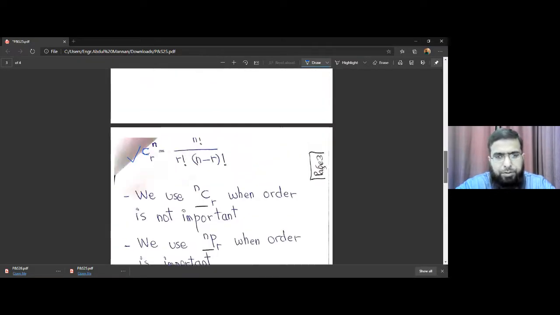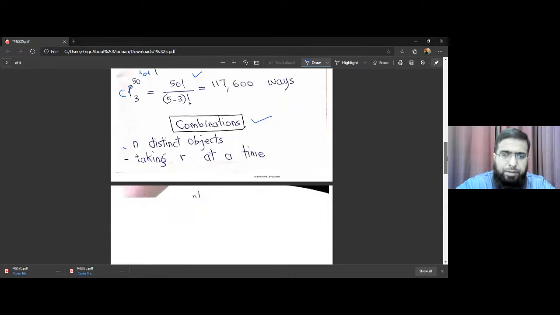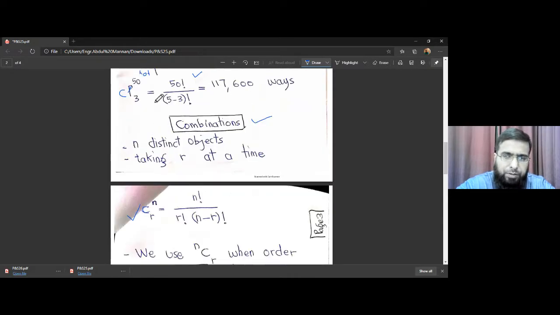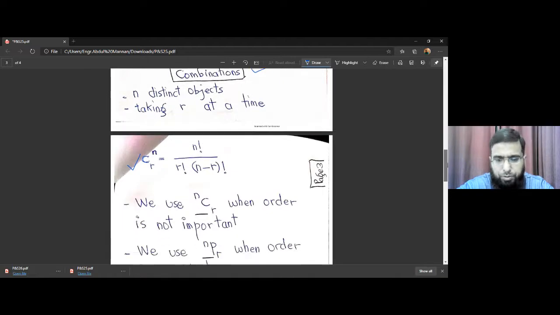For example, if we select 3 tickets out of these 50 and the order is not important, then instead of using this P, we'll use the nCr formula. That would be n factorial over r factorial times n minus r factorial. This formula will give us a lesser number of ways. Of course, lesser, because 1, 2, 3 is the same as 2, 1, 3 or 3, 2, 1.